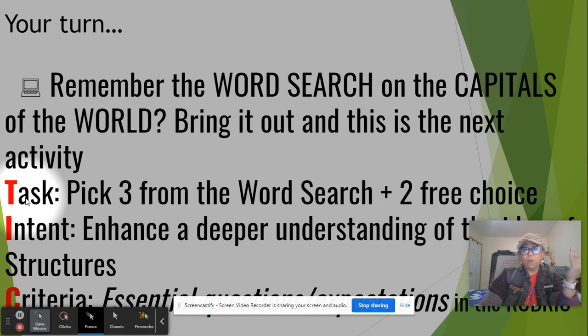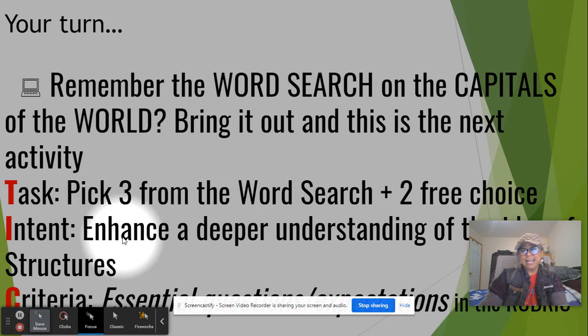So, what's going to be our TIC, or task intent criteria. So your task, this answers the question, what are we going to do? Pick three from the word search plus two free choice of your own. Intent. So why are we doing this?